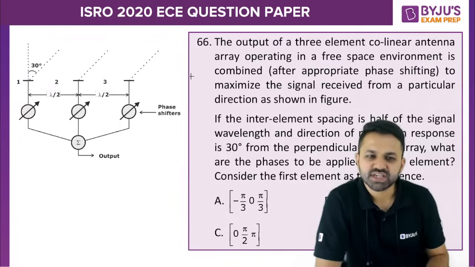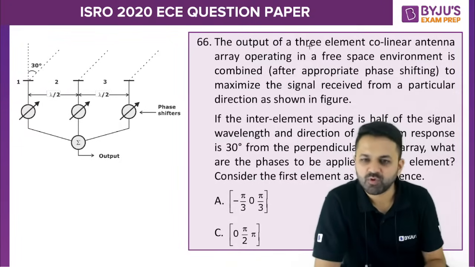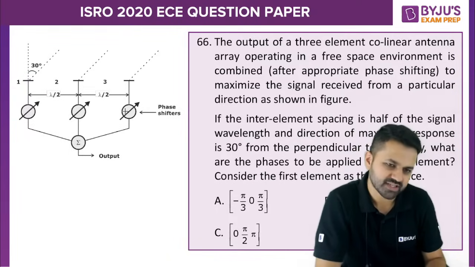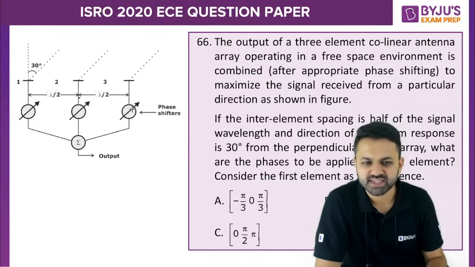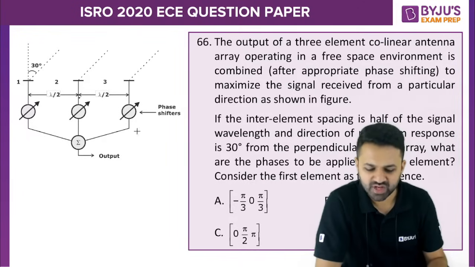Now coming to this question, this is the question from the antenna array element. Here we have the output of a 3-element collinear antenna array. The 3 antenna elements are placed lambda by 2 distance apart, and the free space environment is given. Element spacing is lambda by 2, and the maximum response is at 30 degrees. How will you calculate the overall phase difference between the elements?